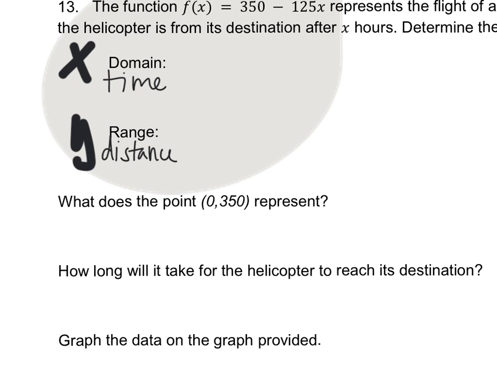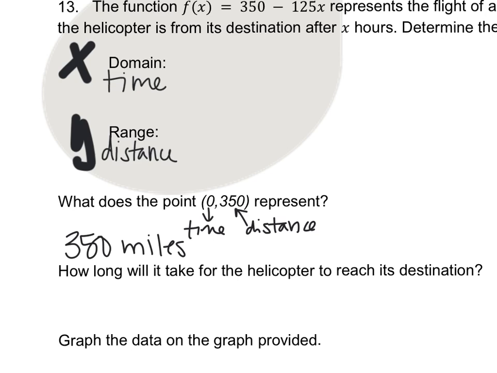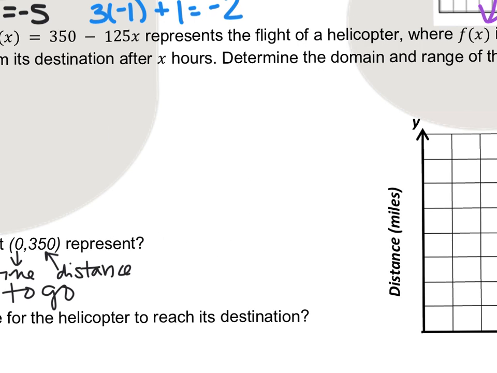So the point 0, 350 is going to represent, if we think about that, x is our time, and 350 is our distance. So when our time is 0, our distance is 350, so that means that we have 350 miles to go. That's how far we're going to be traveling, 350 miles.